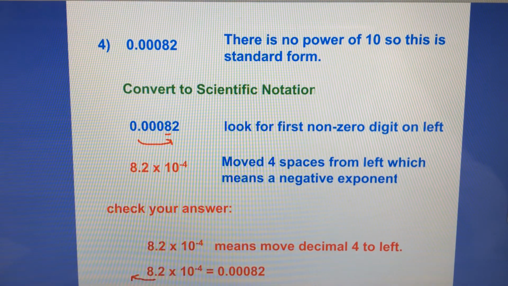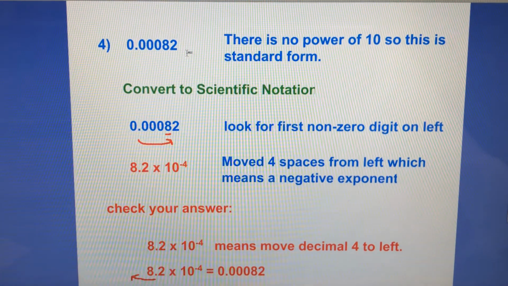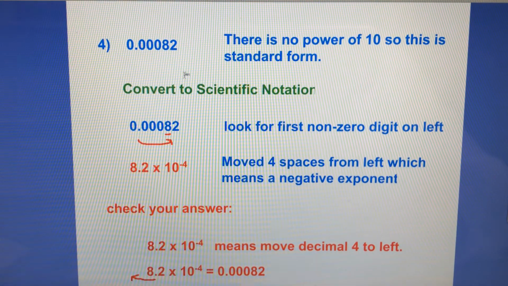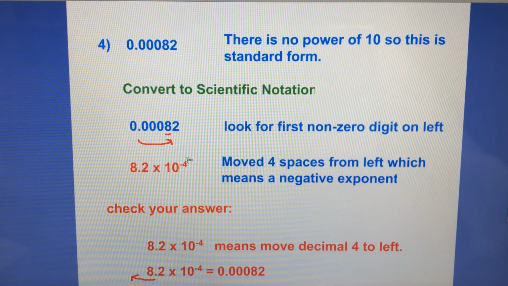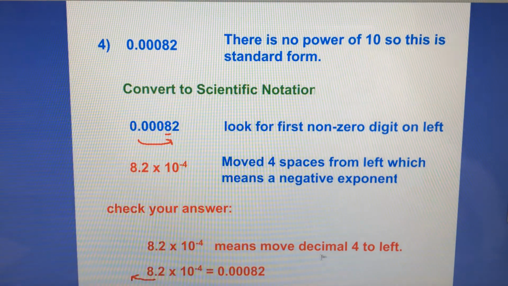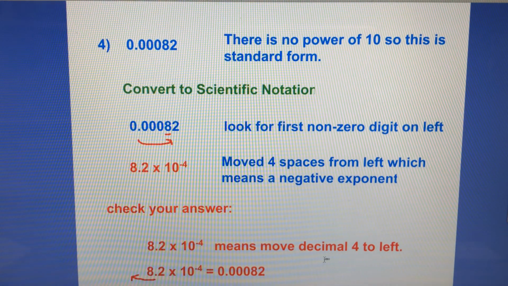There is no power of 10, so this is standard form. That means convert it to scientific notation. Underline the first non-zero digit on the left. Move the decimal to the right of it. 8.2 times 10, I moved it 4 spaces from the left, negative exponent. Check your work to make sure. 8.2 times 10 to the negative fourth, move the decimal 4 to the left, and I get my original standard form here. Take a look at it.